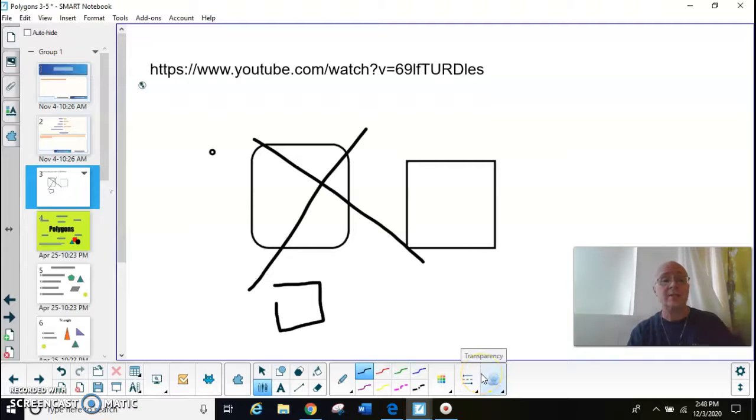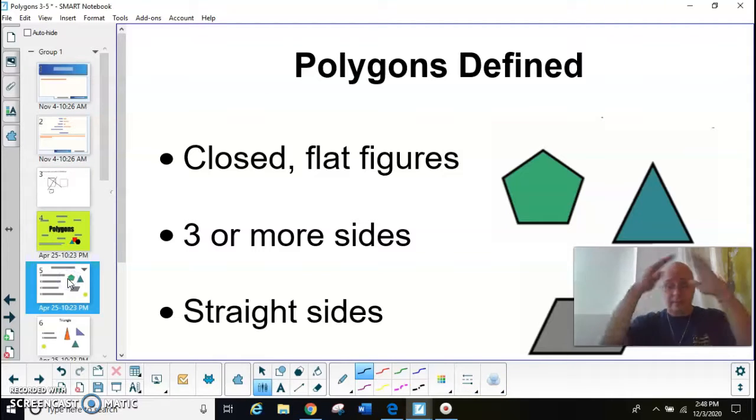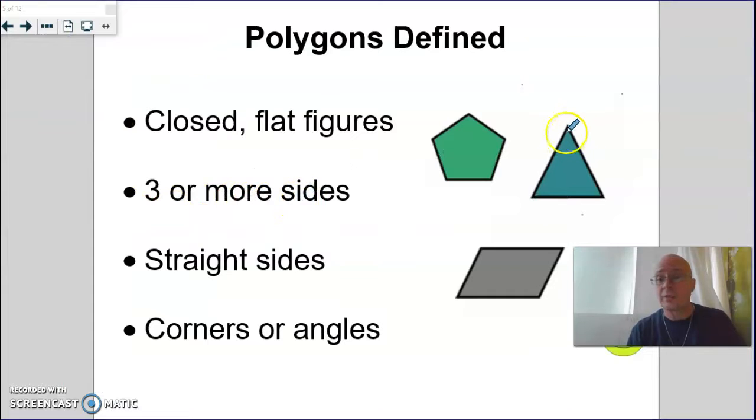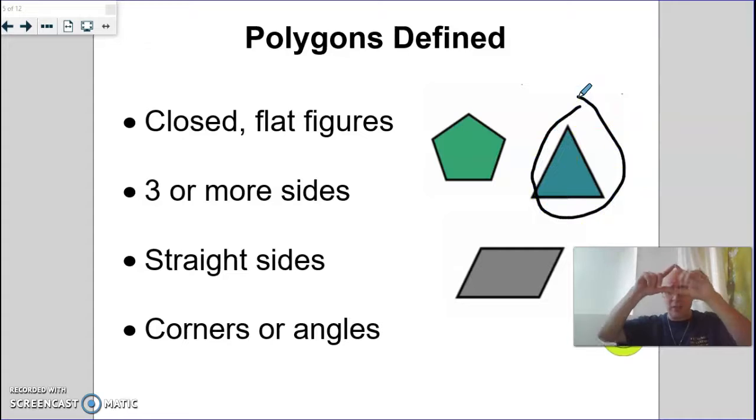The video that I sent you, that hopefully you watched, says a polygon has sides that connect, right? Also, a polygon has to have 3 or more sides. 1, 2, 3. This is the least amount right here. A triangle is as few sides as you can get and be a polygon. 3 sides. All the sides have to be straight, and they all have corners or angles.